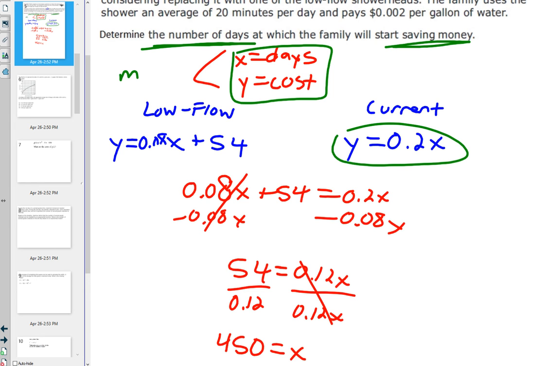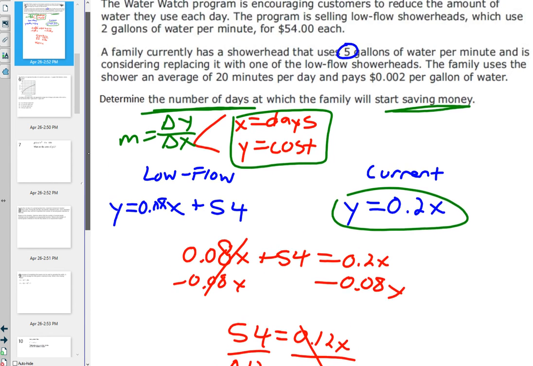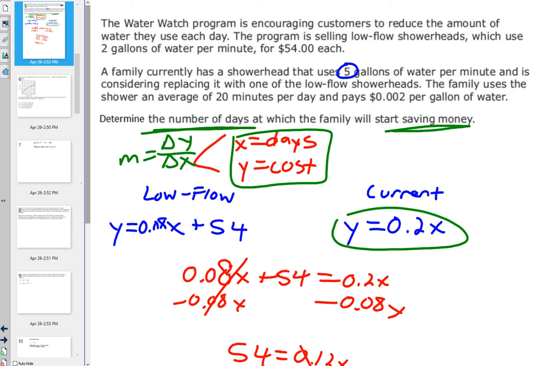But when you talk about slope, slope has to be change in y over change in x. My y is cost, my x is days. They weren't giving me those units. They were giving me gallons and minutes, gallons per minute. I had to convert that into cost per days. So you saw me do it with the first one, the low flow one, where it was 2 gallons per minute. Instead of writing it on the board all over again, since we already knew we were going to multiply throughout, I did the same thing, but with 5 instead of 2. That's the only difference.